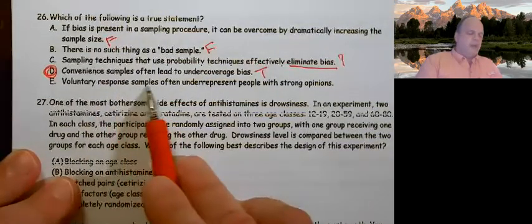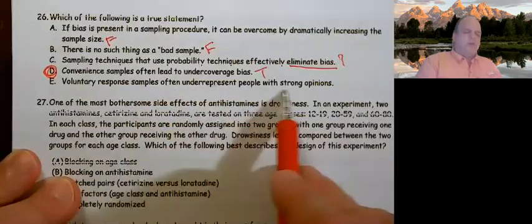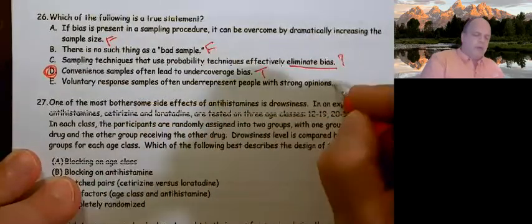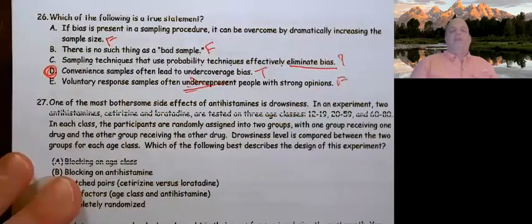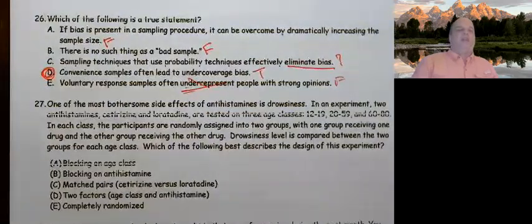Voluntary response samples often underrepresent people with strong opinions. That's false. They overrepresent. This should be overrepresent, not underrepresent. So D is our answer there.